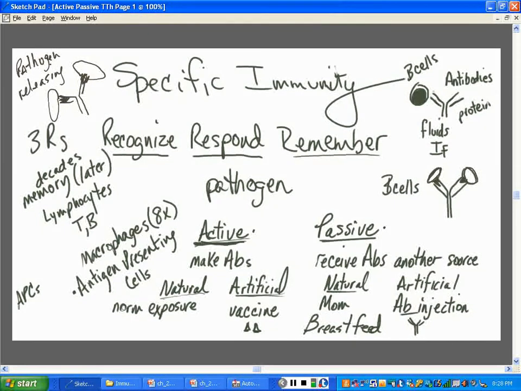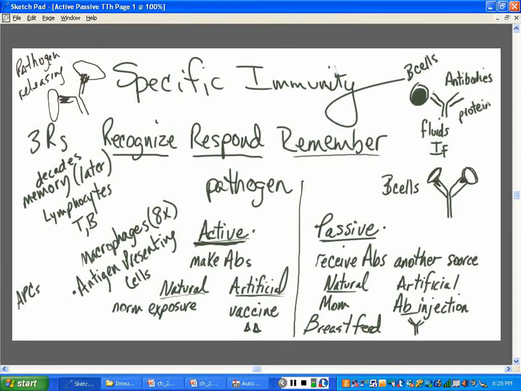Okay, now here's the fun part, guys. Let's separate active and passive right down the middle. There are two types of each. There's a natural version of each, and then there's an artificial. Let's do the natural first. The natural way of things means not medical. Okay, every time you see natural, it means not medical. It means through a normal life, not involving medicine, what would occur.